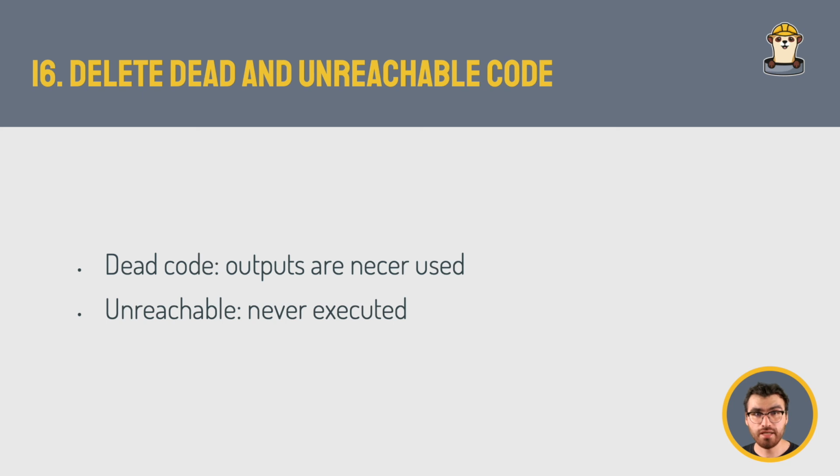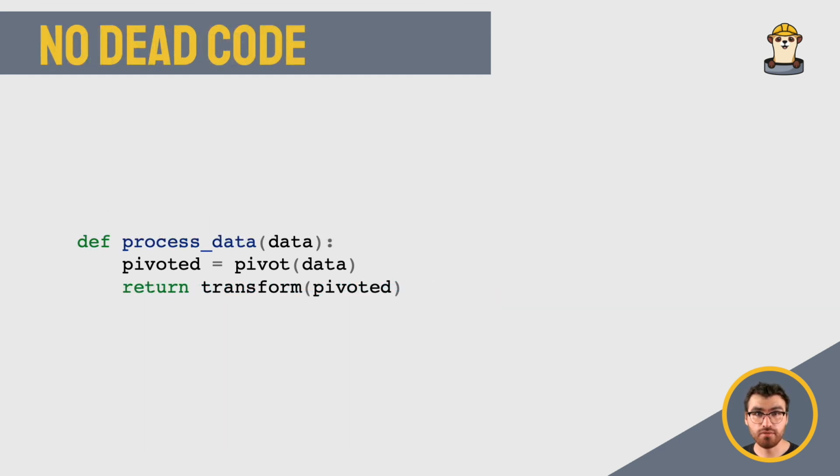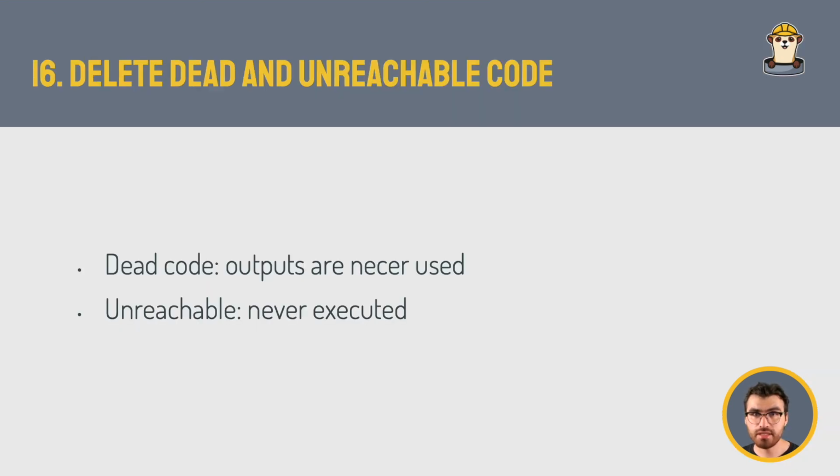Number 16. Delete dead and unreachable code. Make it a habit to remove dead code, that is, code whose outputs are never used. There is also something called unreachable code, code that is never executed. An example of dead code happens when we call a function but we never use its output. In this example, compute statistics is dead code, since we never use the output, stats, so let's just remove it. We got rid of the function call, but we should check if we're using the function anywhere else. If not, we can just remove the definition altogether. It is essential to delete the code on the spot, because the more time passes, the more complex it is to find these kinds of issues.